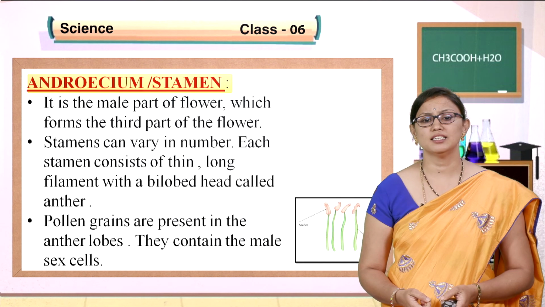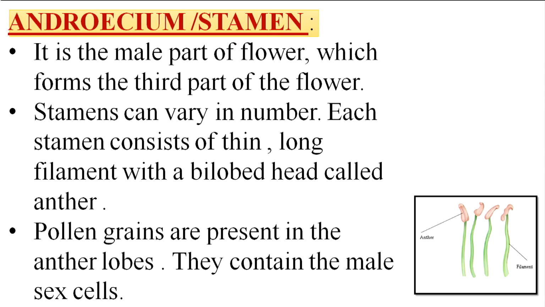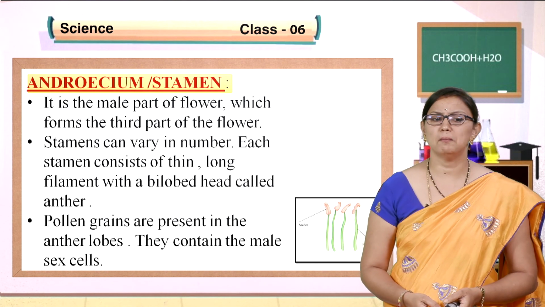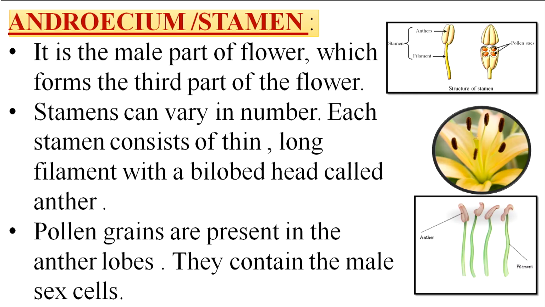You can see this picture and the filaments. It has a filament, a stalk-like structure, and in the anther the pollen grains are present, and those are the male sex cells. The anther and the filament form a stamen, and that is the third part of the flower.